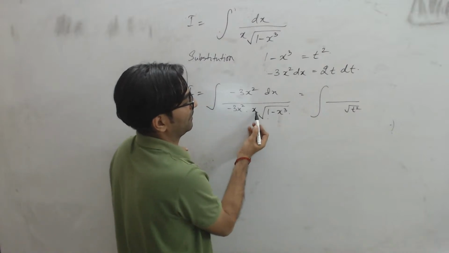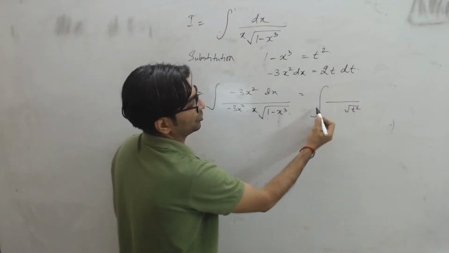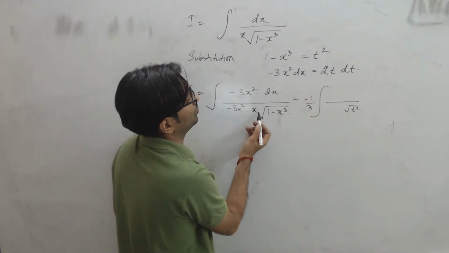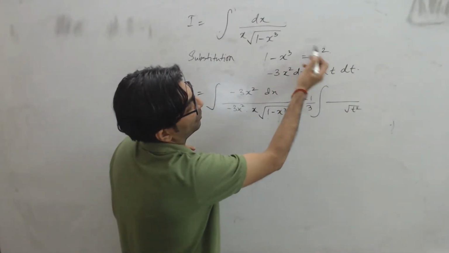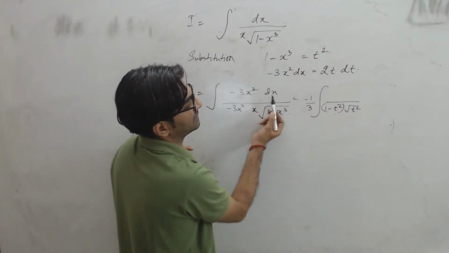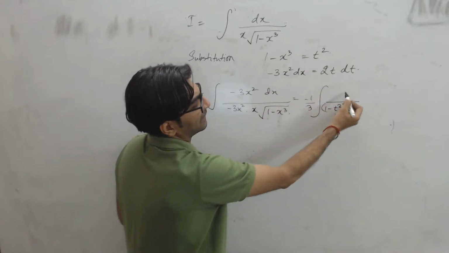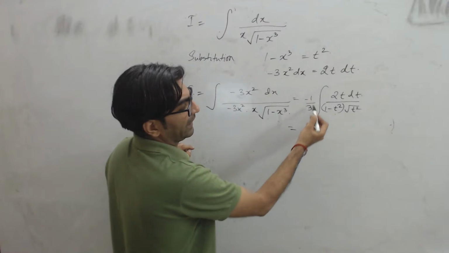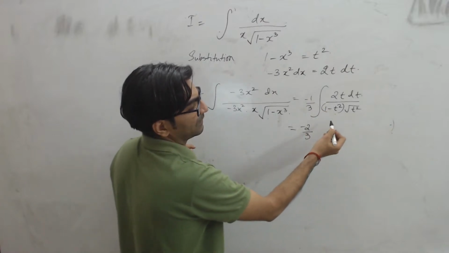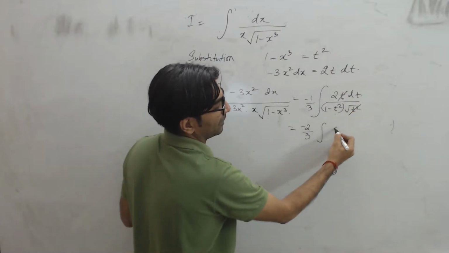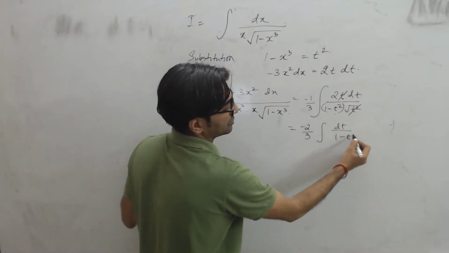This becomes minus 3x cube, so I'll take minus 1 by 3 outside. This becomes x cube, and what is x cube? x cube will be equal to 1 minus t square. Numerator is minus 3x square dx, which will be equal to 2t dt. So what do I get? Minus 2 by 3 common. This t and root t square will cancel out. I'll end up getting integral of dt by 1 minus t square, right?